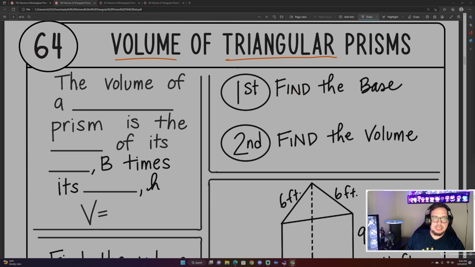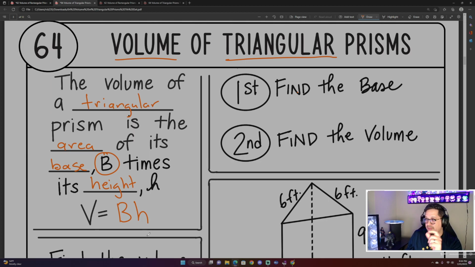Okay, so the volume of a triangular prism is the area of its base, just like the other one, known as capital B, times its height, which is H. So the formula is literally just the same as the rectangular prisms, capital B times H, okay? The only difference is that now our bases are not rectangles, our bases are triangles.